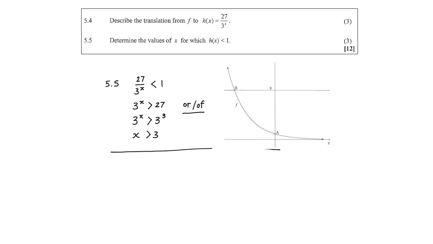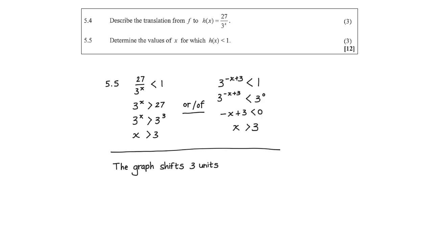Now when the graph transformed to the graph h, we said that the graph f shifted 3 units to the right. And that means the point A will also shift 3 units to the right. And now the translated point's coordinates will be 3 and 1. And therefore, the graph of h will be smaller than 1 for all x values bigger than 3. That's all the x values to the right of the new point 3, 1. And therefore, the solution is x bigger than 3.